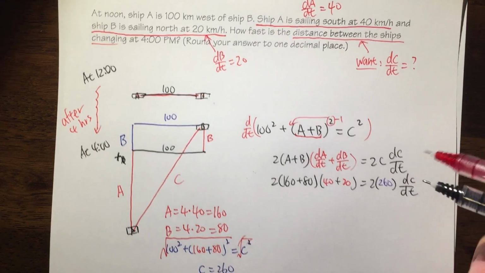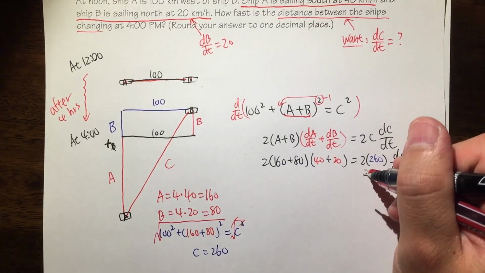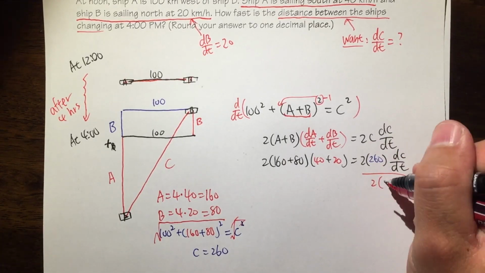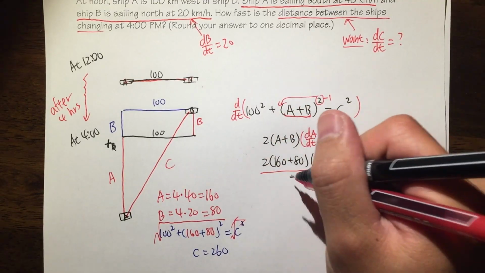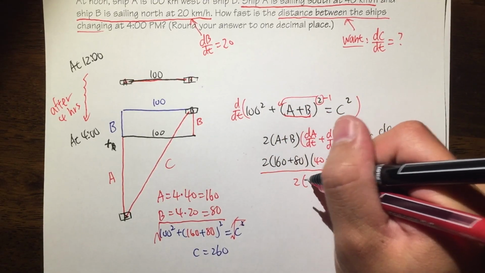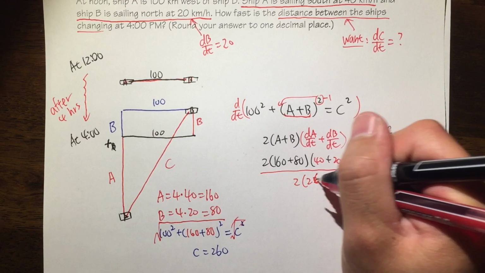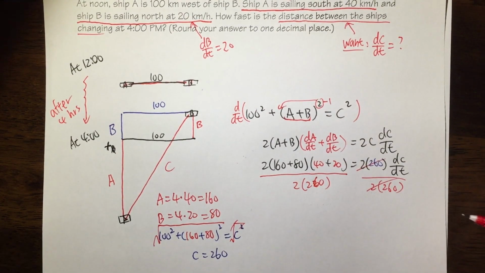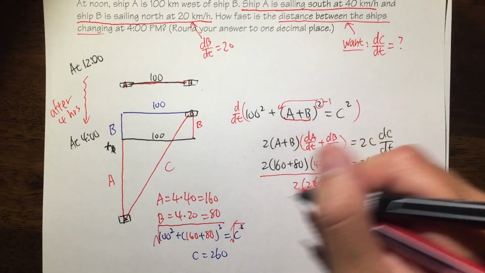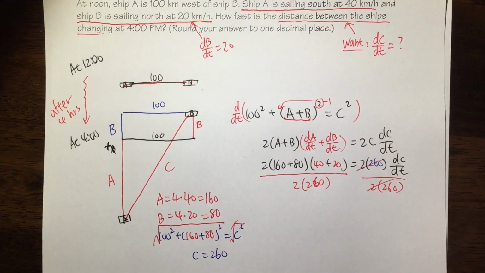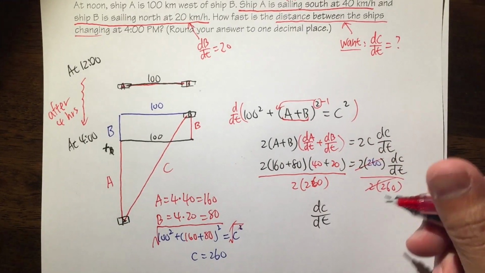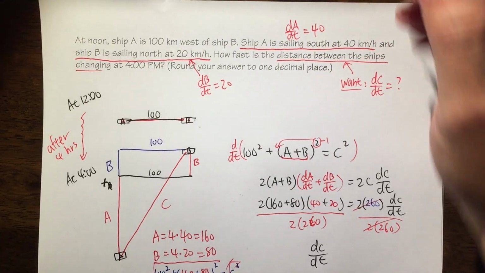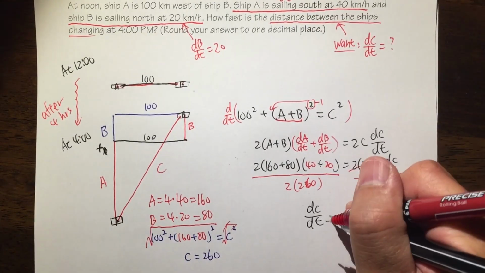From here, you can just divide both sides by this. So I'll just divide 2 over 260, so they cancel. And then divide this side by 2, and then 260 right here. Of course, you can just use a calculator if you like, or you can do mental math, whatever you like. In the end, work this out and then just round your answer to 1 decimal place.